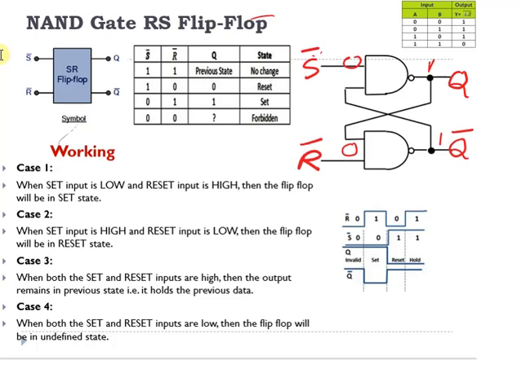Based on this, we can have a timing signal for this RS flip-flop, where we can see that when both inputs are in the low state, the output is invalid. Both outputs are supposed to be high, which is an invalid case. When R bar is 1 and S bar is 0, that corresponds to the set state. When R bar is 0 and S bar is 1, that corresponds to the reset state. And when both are high, that corresponds to the previous state. The previous state remains, and this is called the hold state. So that will represent the previous state.